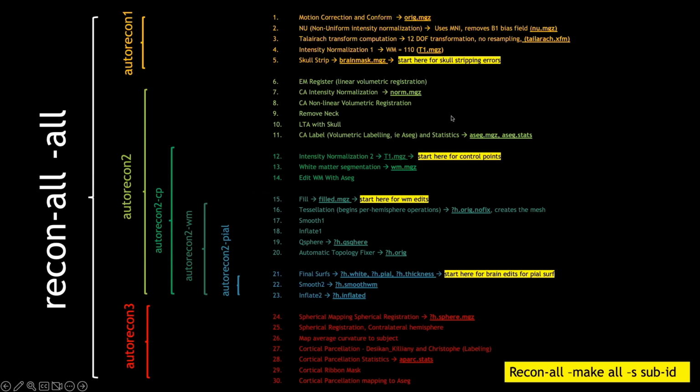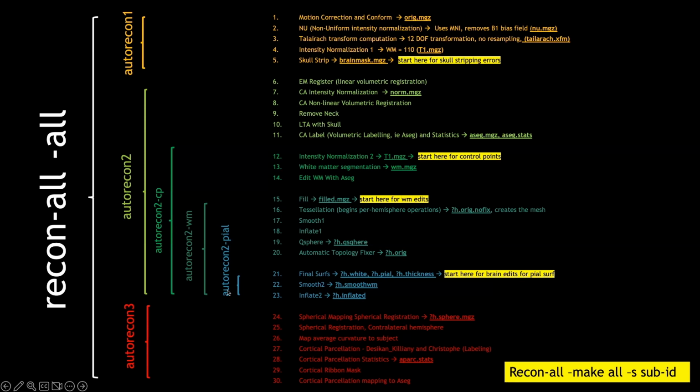Every time you fix your output, in order to implement that correction, you need to run recon-all again. But you do not need to run it from the start, because that will basically erase everything and create everything again. What you need to do is run the appropriate autorecon level. For example, if you modify the brain mask, you need to run autorecon 1, 2, and 3. If you added some control points, you need to run autorecon 2 and autorecon 3. If you added some white matter edits or some pial surface edits, you need to run from the white matter onwards or from the pial autorecon onwards, and so on.